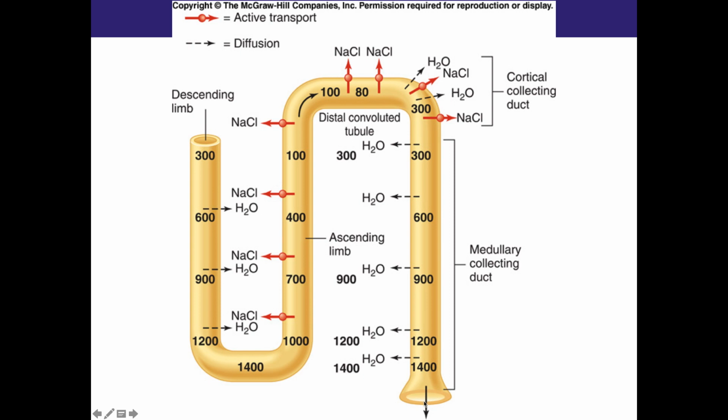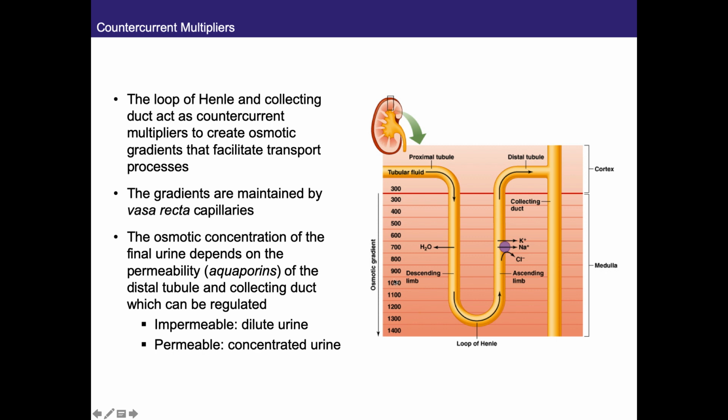All right, this is a nice diagram showing you that this entire region is very concentrated with solute. Here's the osmotic gradient, about 300 milliosmoles towards the cortex region. But as you dive deep into the medullary region, this entire region gets more and more concentrated. I'm going to say the technical term: it's more hyperosmotic in this region. So the loop of Henle and the collecting duct act as a countercurrent multiplier.